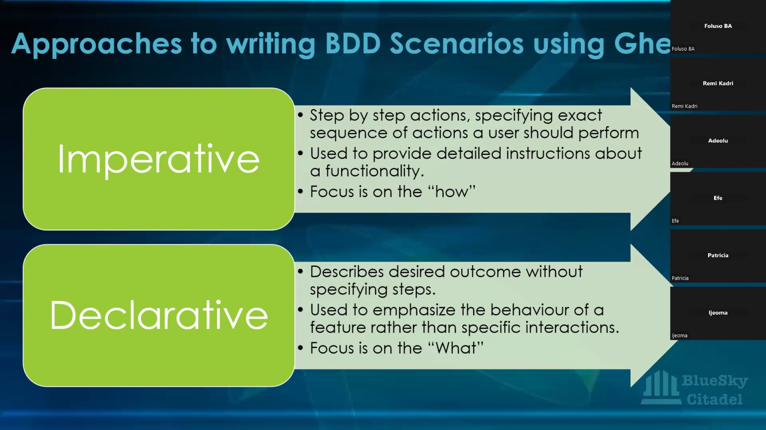Declarative, on the other hand, focuses on describing the desired outcome without specifying the exact steps to achieve it. It allows for a more high-level view of what should happen. So when do you use declarative? It's used when you want to emphasize the results of a feature rather than specific actions or interactions that are needed to achieve that result. It's useful for scenarios where the how is not important, but the what. So declarative focuses on the what.